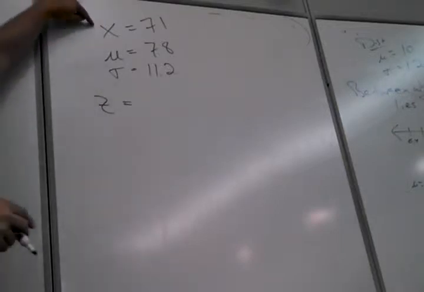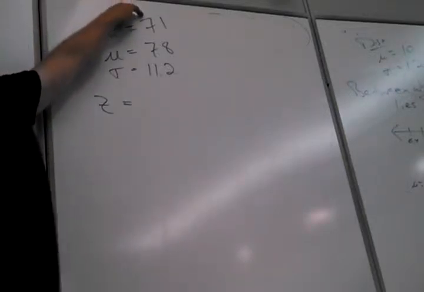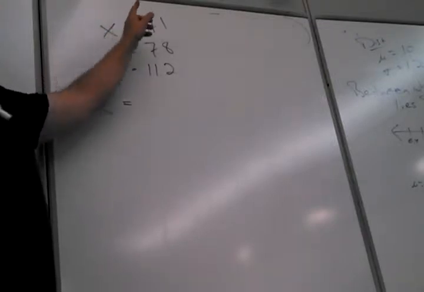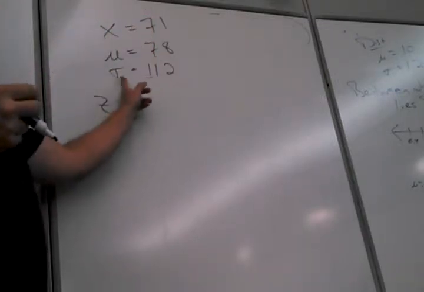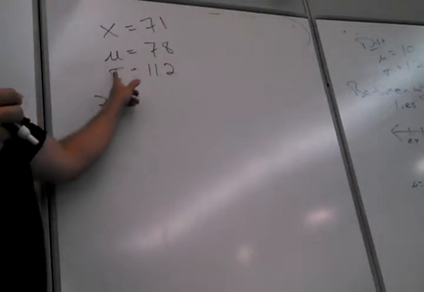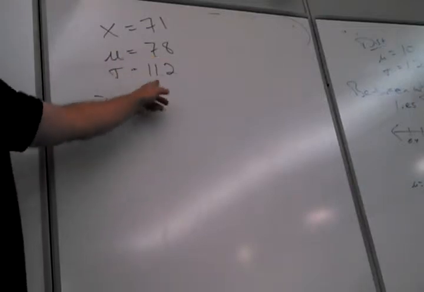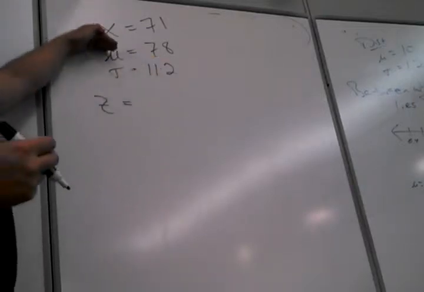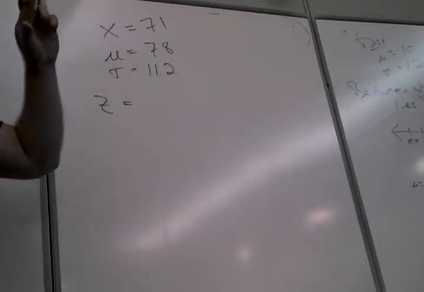So x always represents a single data value that you're currently interested in. Mu is the mean, standard deviation is sigma. I'm talking about population parameters, right? Because I'm using Greek symbols. Okay, good.